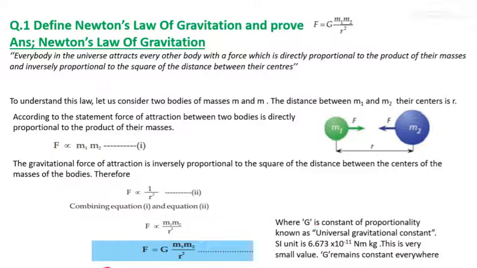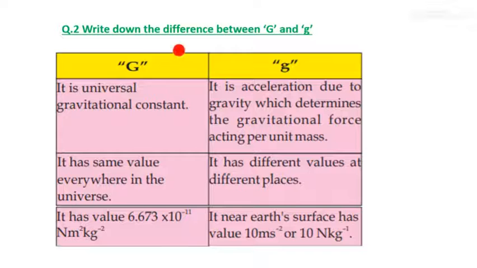Now write down the difference between capital G and small g. Capital G is the universal gravitational constant, and small g is the acceleration due to gravity, which determines the gravitational force of attraction per unit mass. For small g you can use Newton's first and second laws of motion: F is equal to ma and W is equal to mg.